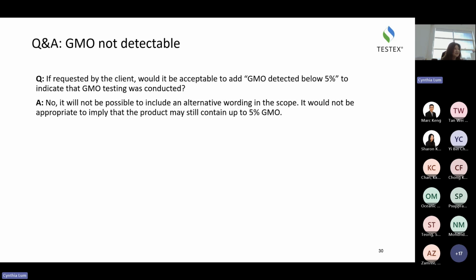So there is a question here that says, if requested by the client, would it be acceptable to add GMO detected below 5% to indicate that GMO testing was conducted? So it will not be possible to include an alternative wording to the scope. It is not appropriate to imply that product may still contain up to 5%. Even though it is claimed to be below 5, there are still impurities. So we will not allow the GMO not detectable to be included in the certificate because it is detectable even though it is below 5%.